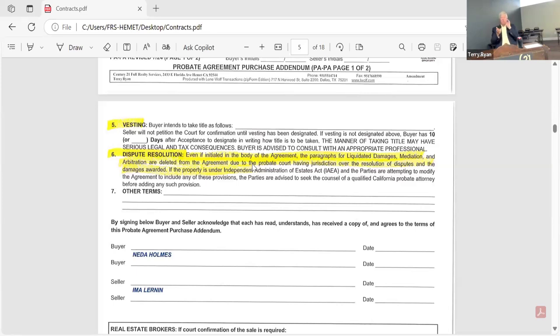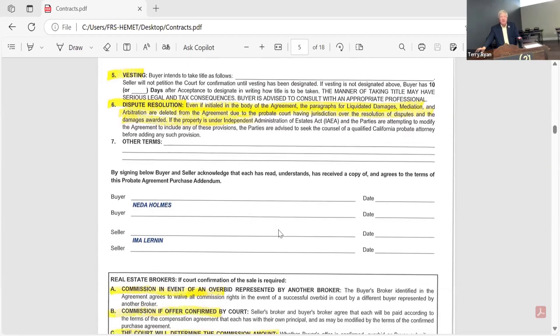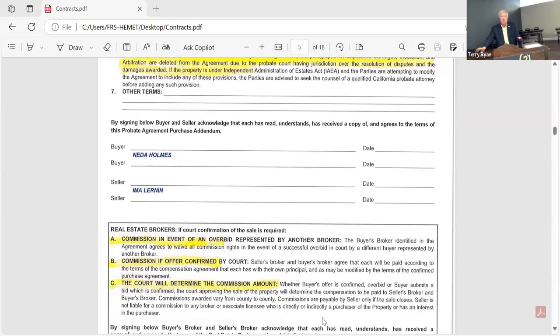So we do mediation, we do arbitration, and then you can be subject to losing the money. If there's a court involved, and in the case of this probate, there is court involvement, so that means that liquidated damages, mediation, and arbitration, they're deleted from the agreement. Any problems that we have can't be decided through arbitration or through mediation. They have to be taken care of in court because the court is involved.